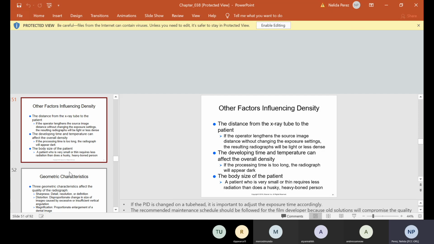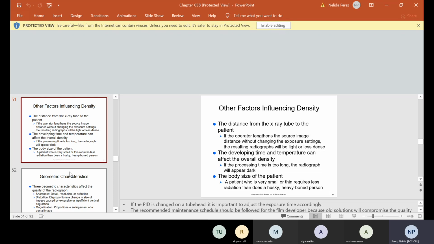Probably not, okay? So the distance from the x-ray tube to the patient, if the operator lengthens the source image distance without changing the exposure settings, the resulting radiographs will be light or less dense. So if you're way far away from the face, you're not going to get a good x-ray, okay? Developing time and temperature can affect the overall density. If the processing time is too long, the radiograph will appear dark. Well, good news. You have an automatic processor that does that all for you.